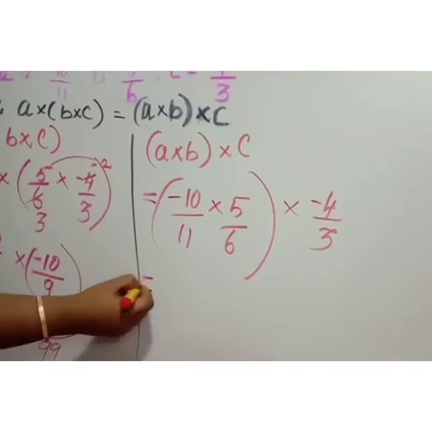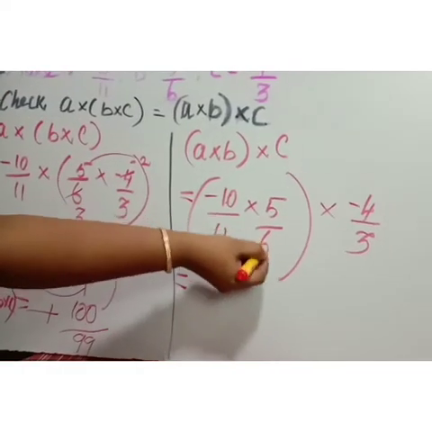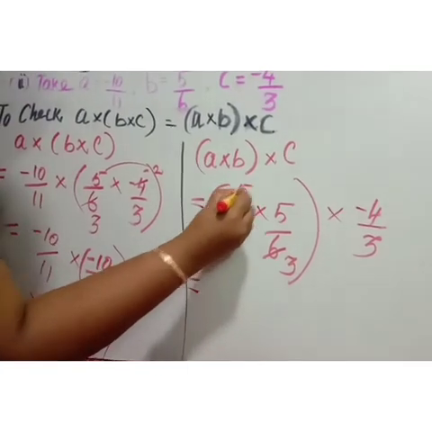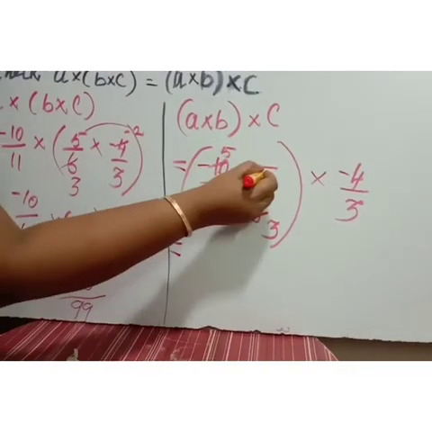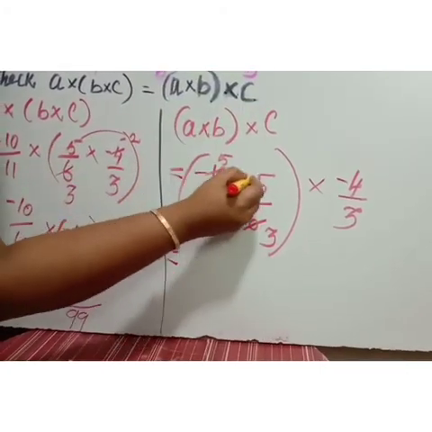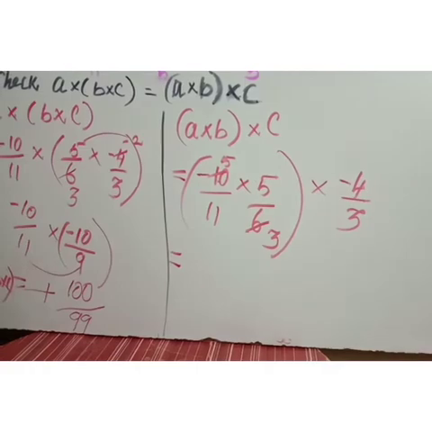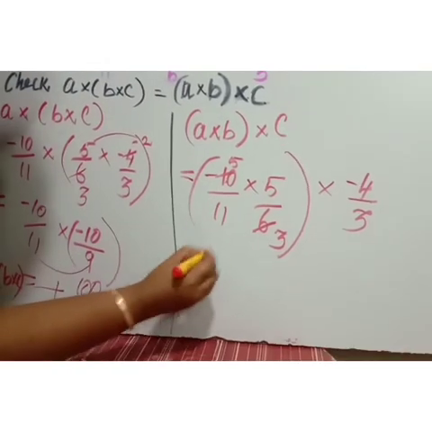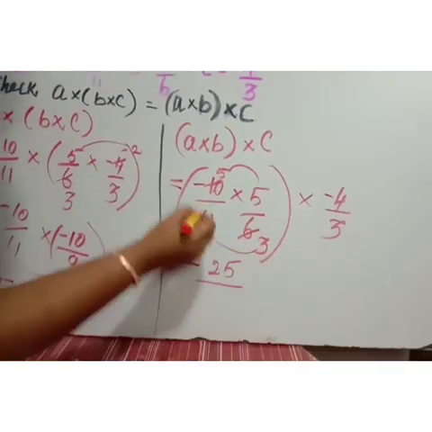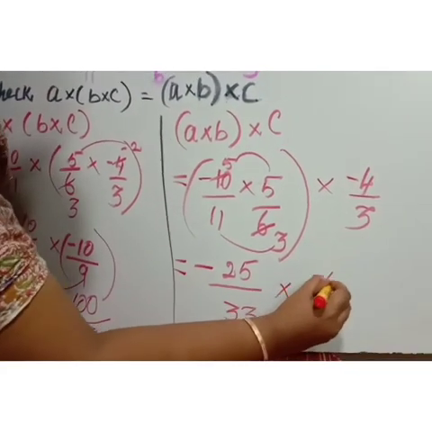Listen, is there any common divisor between these numbers? Yes, this one and this one are divided by 2. So 2 threes are 6, 2 fives are 10. So here minus 5 into 5. Don't cancel numerator with numerator. Minus into plus is minus, 5 fives are 25, divided by 11 threes are 33. Next multiply by minus 4 divided by 3.